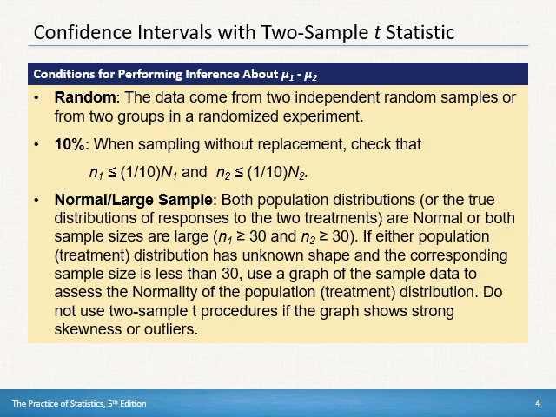The sample sizes are both over 30. So we know the central limit theorem tells us that each of the individual sampling distributions is normal, so therefore the difference is as well.